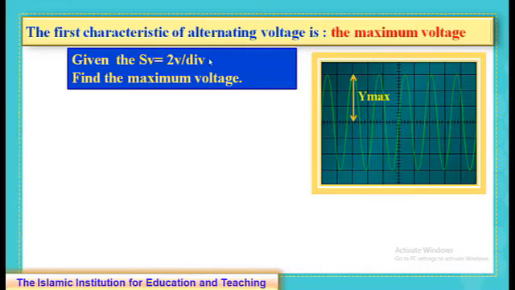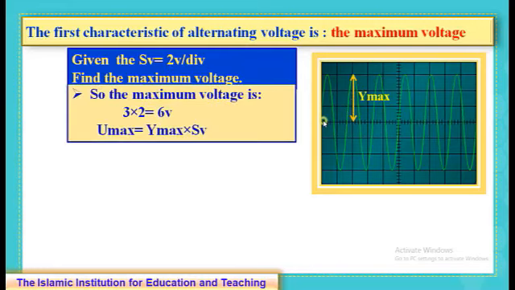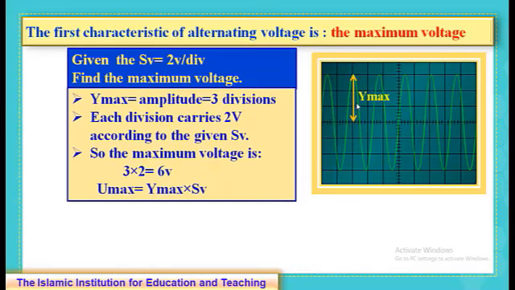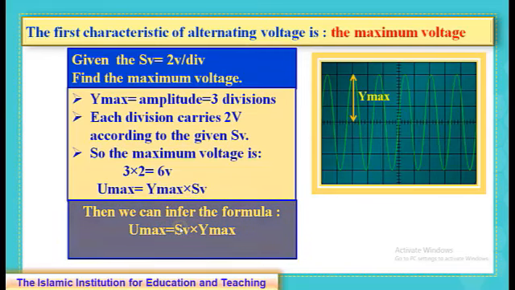And since the SV is equal to 2 volt per division, this means that every vertical division holds 2 volt. So the maximum voltage is 2 plus 2 plus 2 equals 6 volt. Or we can calculate the voltage the other way around: since we have 3 divisions and each division holds 2 volts, we multiply the number of the divisions by the voltage, which is 2. Then we get 6 volts. So U maximum is equal to Y maximum times SV. This is the rule to be memorized.